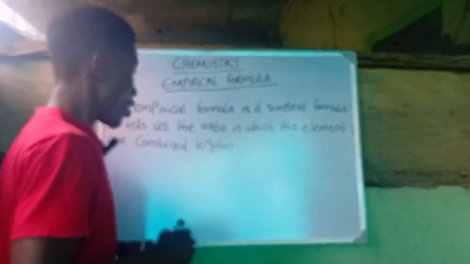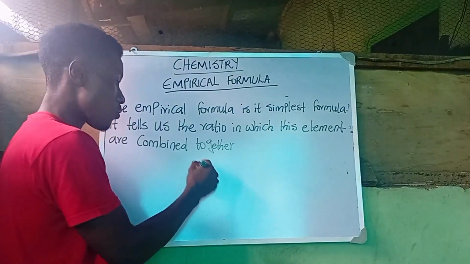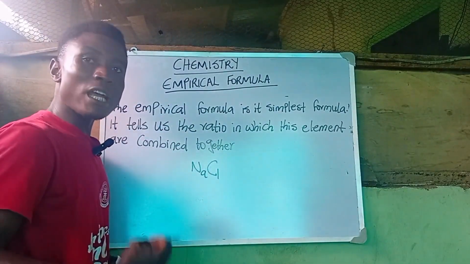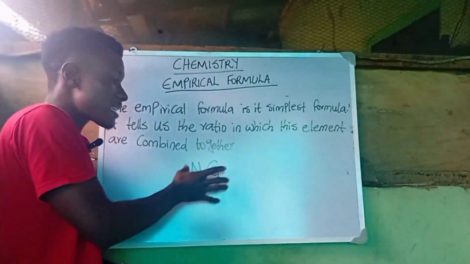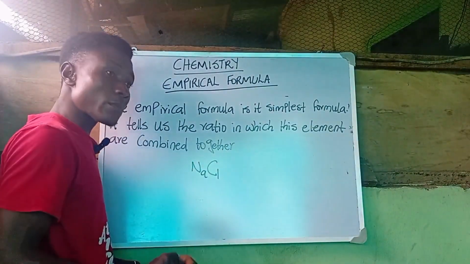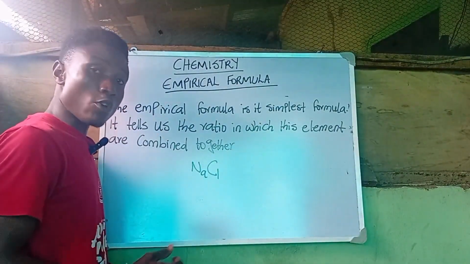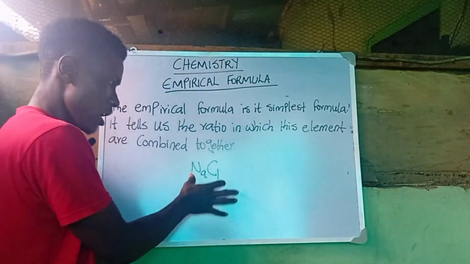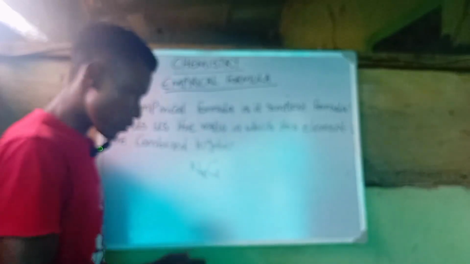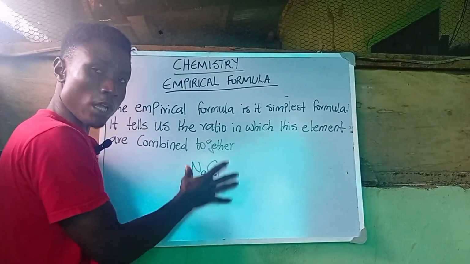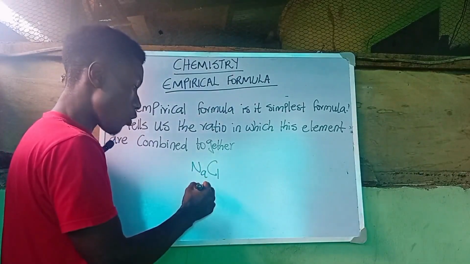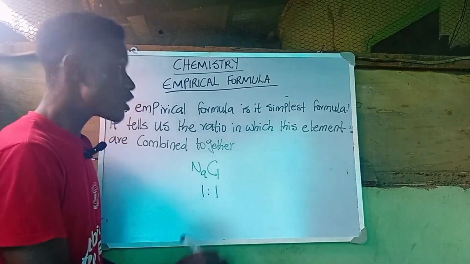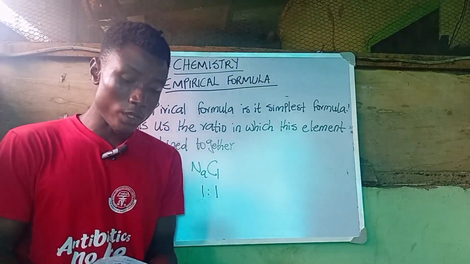my marker is giving me issues. So if we are to have a particular compound, let's say sodium chloride, right? This is a compound. What empirical formula is simply telling us is that this compound is made of elements, because we say a compound is a combination of two or more elements, right? So now the empirical formula is simply telling us the ratio in which these elements are combined together. And in this particular instance, sodium chloride, it is simply 1:1. That is the ratio of the combination in sodium chloride. So that is what empirical formula is trying to tell us.